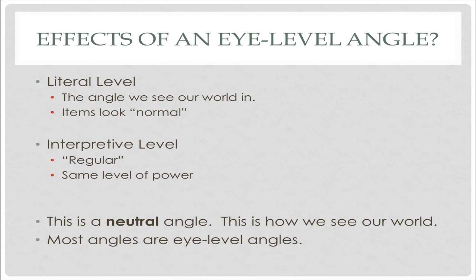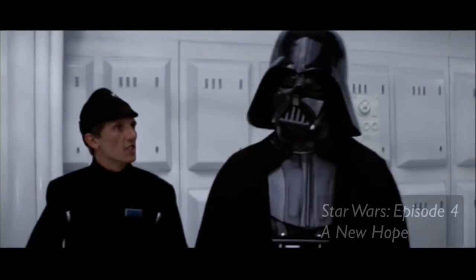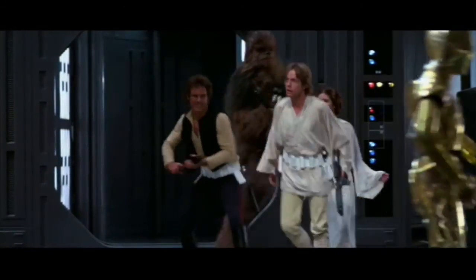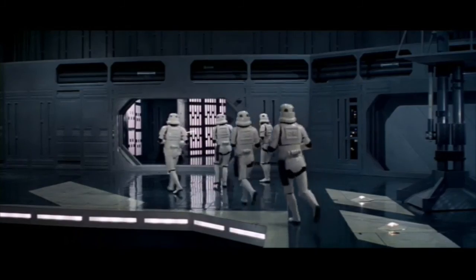So now what are the effects of an eye level angle? Literally, this is the angle that we see our world in. Most of us just look out across the horizon and we see people at about the same height that we are. Unless you are exceptionally tall or exceptionally short in our world, for the most part, we're all around the same height. And so we see our world in an eye level position. And so this looks quote unquote normal to us. This is how we see our world, and now we see that same angle being applied to this fictional world on film.